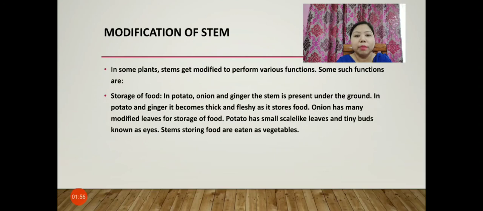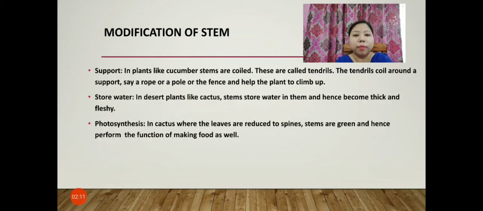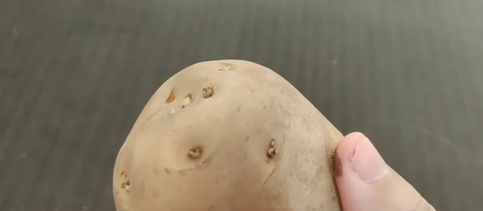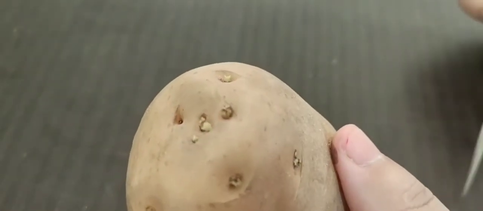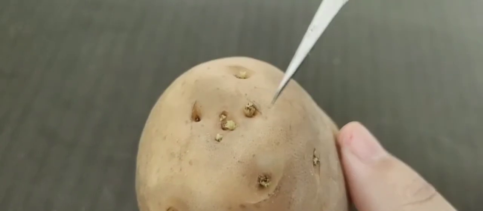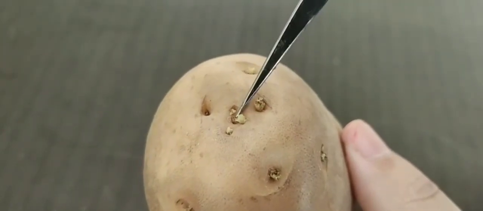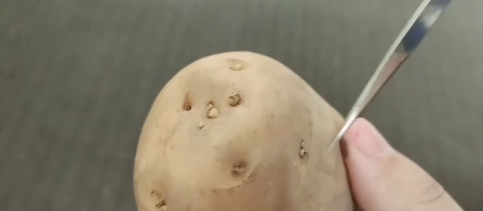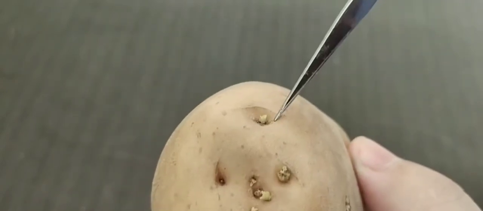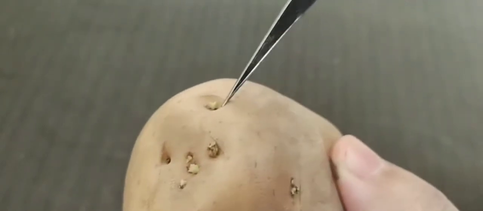Onion has many modified leaves for storage of food. Potato has small scale-like leaves and tiny buds known as eyes. Stems storing food are eaten as vegetables. So we eat the modified stems of plant. Potato is an example of modified stem. So here I am pointing out the eyes of the potato. So these are the buds.